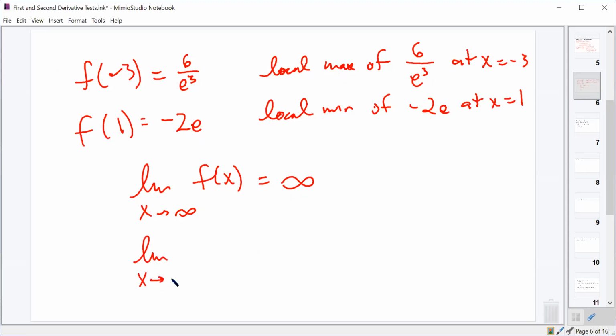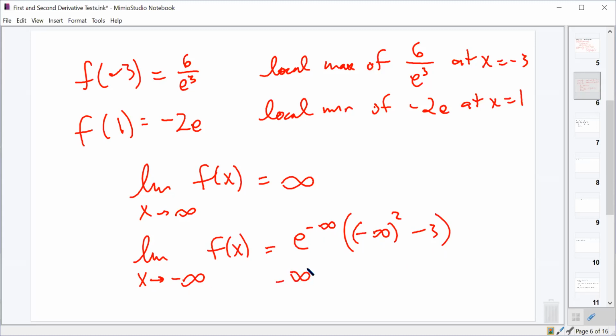What about the limit as x approaches negative infinity of f of x? Well, that becomes e to the negative infinity over negative infinity squared minus 3. And e to the negative infinity becomes negative infinity squared minus 3 over e to the positive infinity. And which one of those is increasing more rapidly? E to the infinity is, which tells us that this limit is what?